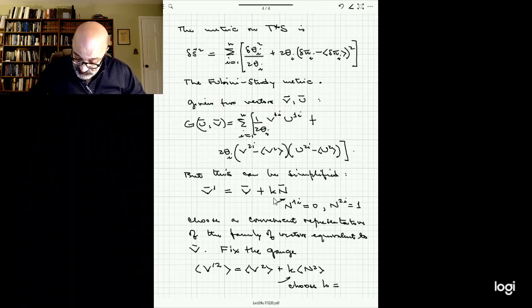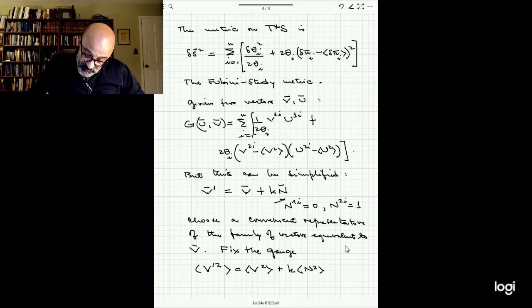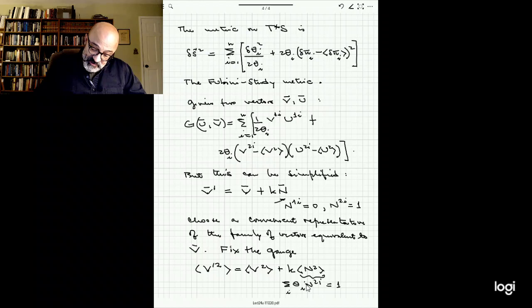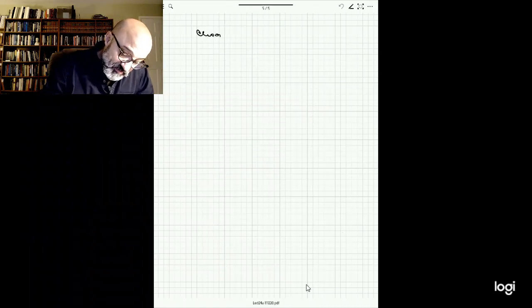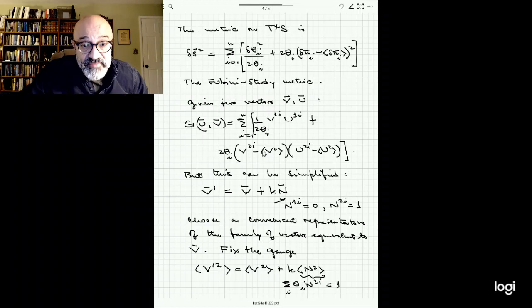And so what we do here is we choose K. Oh, yes, okay. Before we do that, what is the expected value of N2? Expected value of N2 is going to be, because the N2I is equal to 1, this is just the expected value of theta, so this is 1. So what we're going to do is choose the K that makes life simplest, because this new representative has expected value of the pi components equal to 0. If we choose this particular gauge, then we can simplify the form of the Fubini-Study metric.